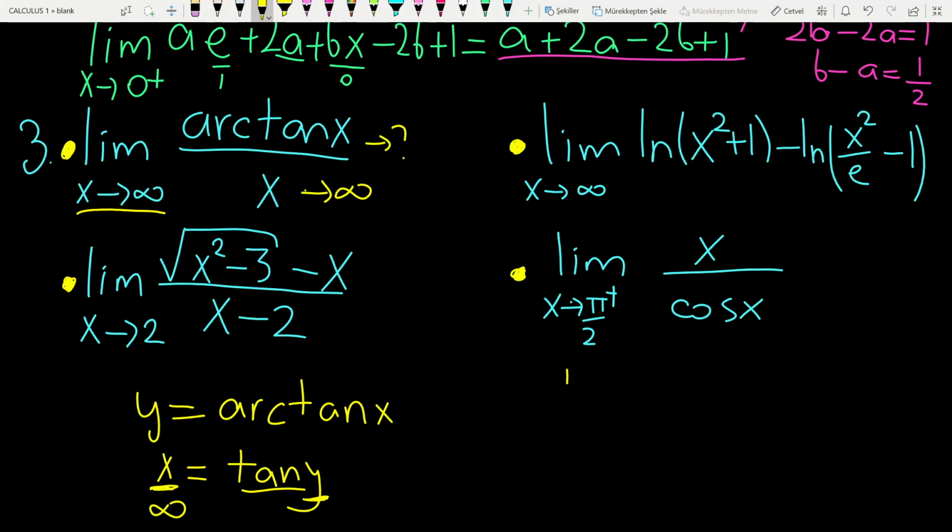If you remember the graph of tangent, this is the graph of tangent x.